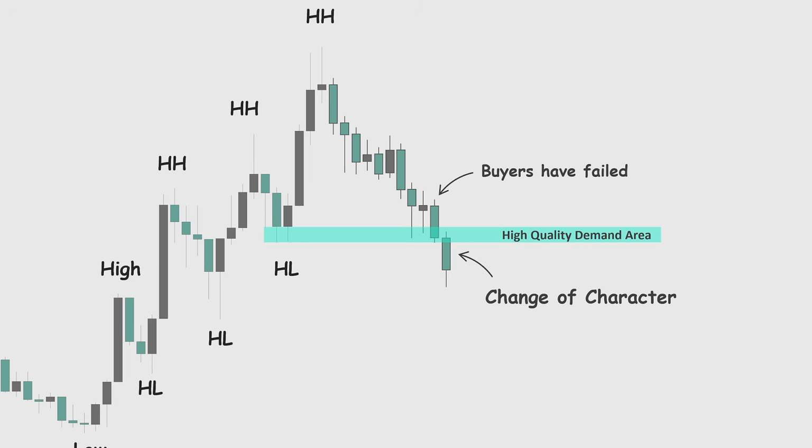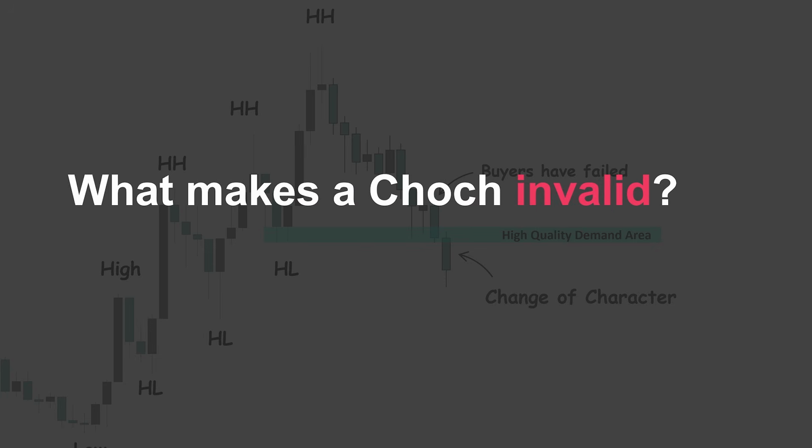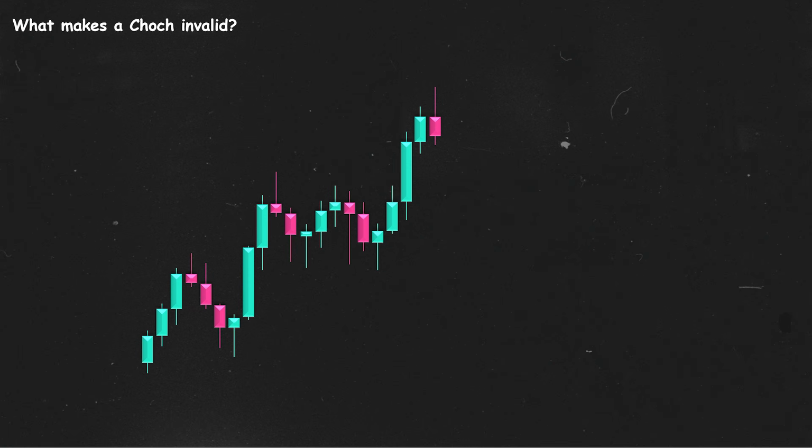The change of character is valid except in two common scenarios. Sometimes the market structure conditions make these changes invalid. Let's break this down step by step. Right here, we have a major swing low that triggered this breakout.